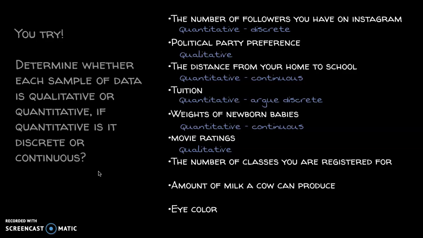The number of classes you're registered for. So this is going to be quantitative, and it's going to be discrete because you're not going to be registered for half a class or half a unit. Amount of milk a cow can produce, quantitative and continuous. It's that liquid we can measure. And eye color is going to be qualitative.